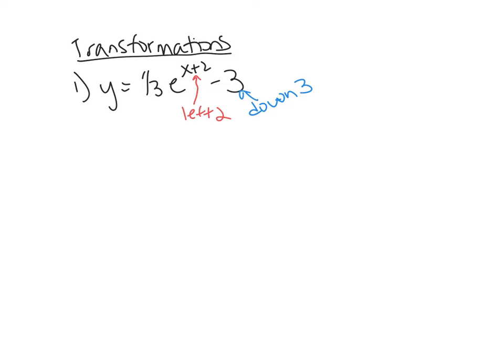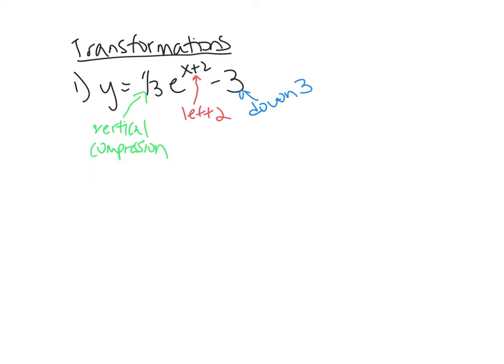And multiplying on the outside is going to be a vertical stretch or compression because I have 1/3. I'm getting smaller, right, if I multiply by 1/3. So this is going to be a vertical compression. And again, think about graphically what a compression is going to do. If you compress your head down, right, your volume is going to go out. So you're going to get a wider, flatter graph.